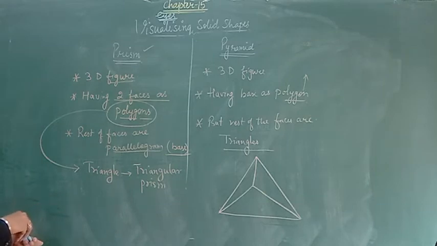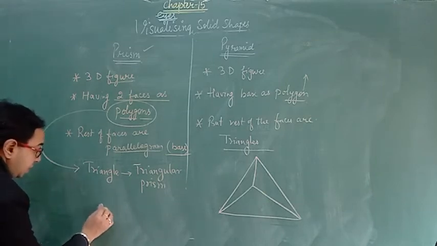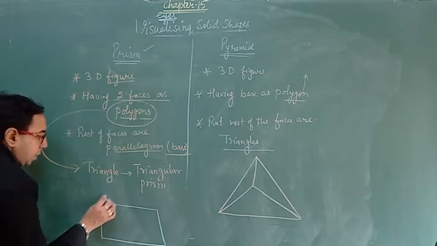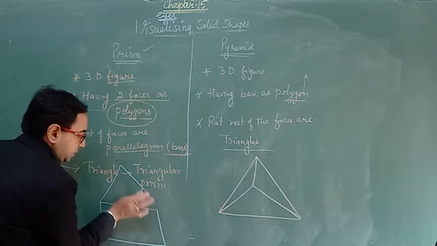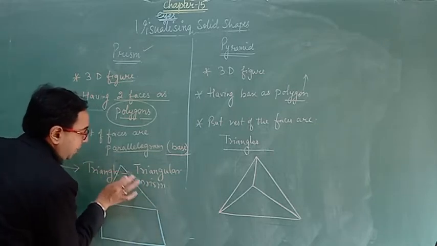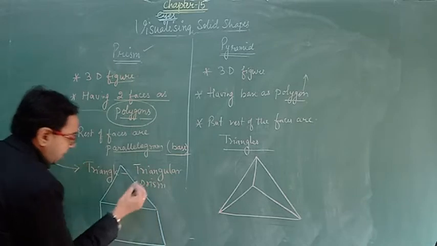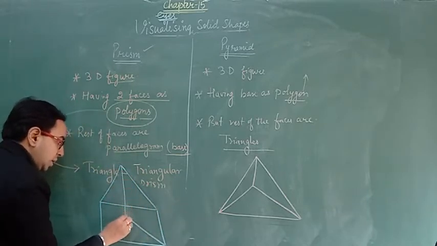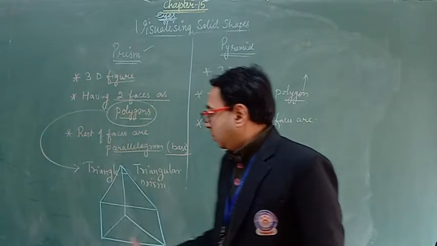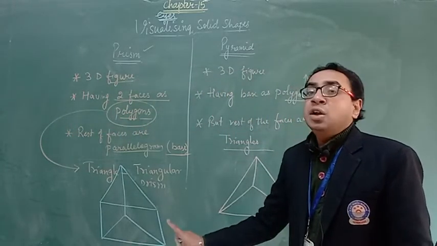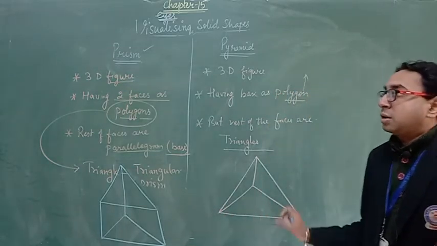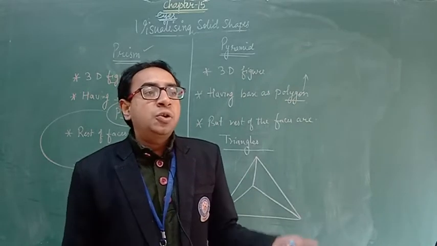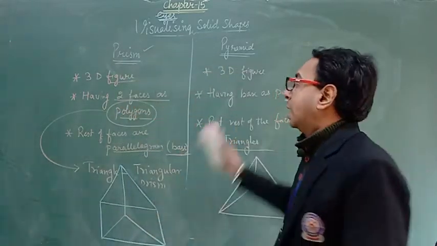Next, here, just observe. Prism. How to draw prism? Just draw a rectangle, and another of that. Just draw a parallelogram, or rectangle, whatever. Inside that, another triangle, and join this. This is a perfect example of prism. This is known as triangular prism. This is known as triangular pyramid. By this, the solid shapes are over. Let's move on to the next topic, that is netting.